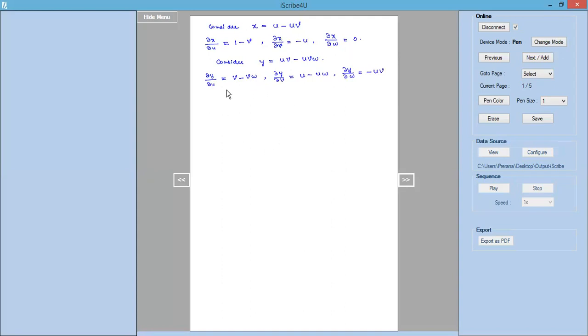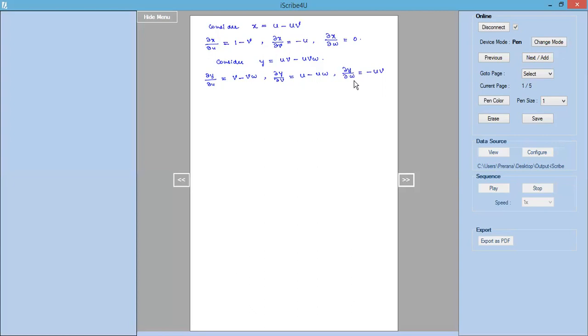Let me explain these partial derivatives to you. Y with respect to u, when I differentiate, v is a constant, writing down v as it is, minus v into 1. Differentiation of u with respect to u is 1. So v minus vw, where vw is a constant, gives v minus vw. Similarly, dou y by dou v. With respect to v, u is a constant, write it as it is. Differentiation of v with respect to v is 1. Minus uw is a constant, writing it as it is, and differentiation of v with respect to v is 1.